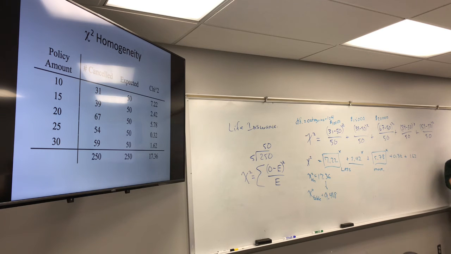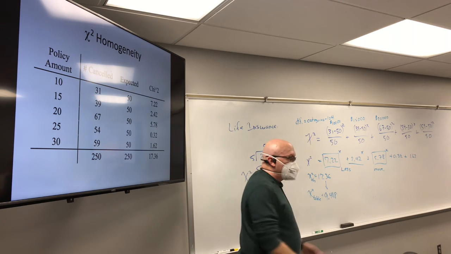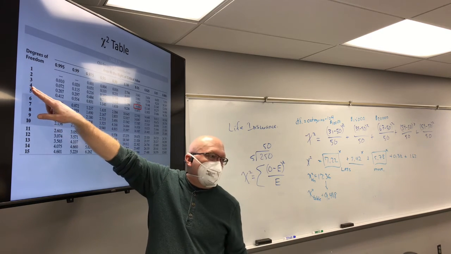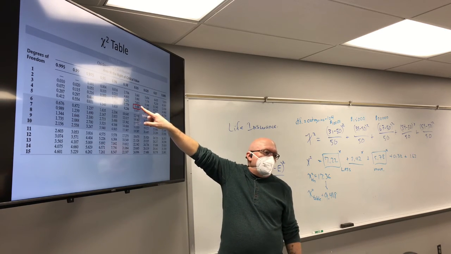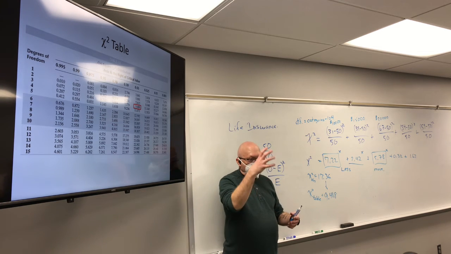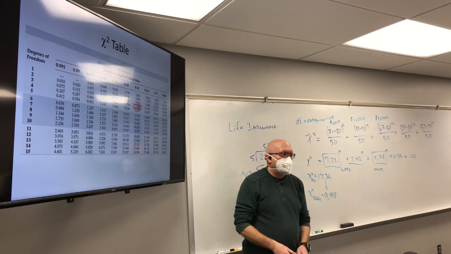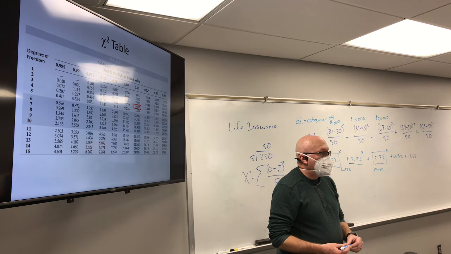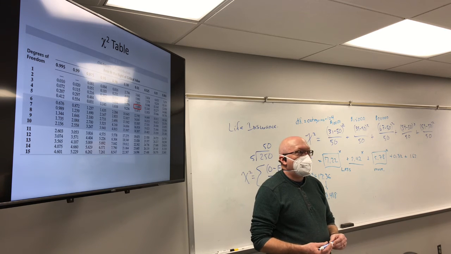Yep. Yeah. How'd you get the 9.488? I looked it up in the table. Oh, okay. So you go to the number of degrees of freedom that you have for your test, go over to the alpha level that you're testing at, and that's your critical value. And if your chi-square value that you observe is lower than that, then your data set is homogeneous. If it's higher than that, it's not homogeneous. Okay? Yeah. This is a separate chi-square table that we need to be able to interpret at least. You need to interpret it.